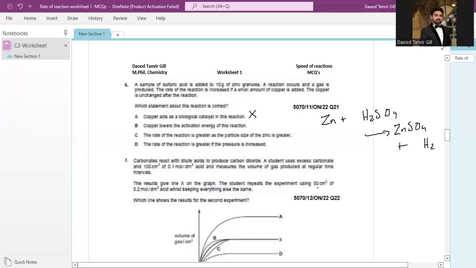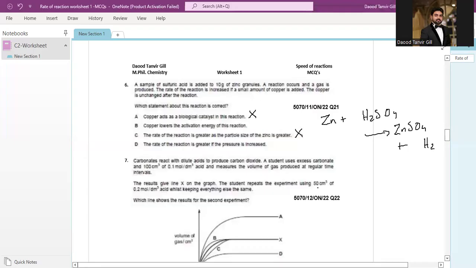B. Copper lowers the activation energy of the reaction. Yes, this is true. All catalysts lower the activation energy of the reaction. Now look at the other two. C. The rate of the reaction is greater as the particle size of the zinc is greater. No, this is absolutely wrong, because by increasing the size, the surface area will decrease. By decreasing the surface area, the reaction would slow down. So this is also not correct.